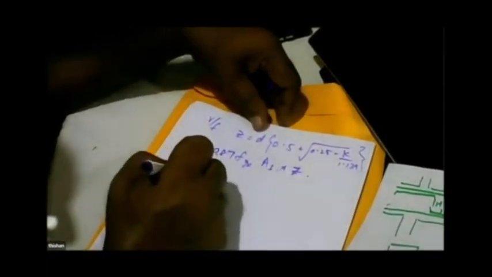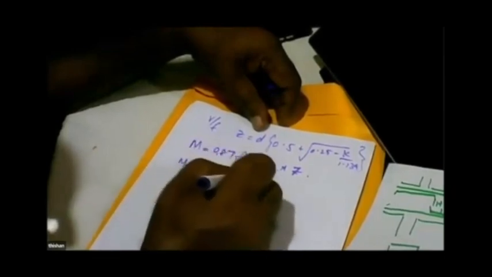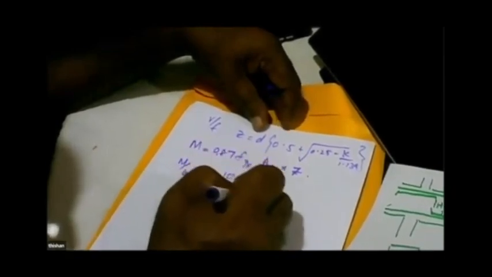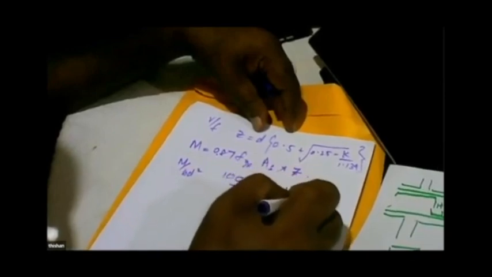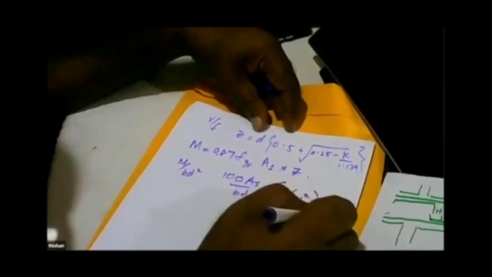But how would I do it? I find M over bd squared, and As is equal to M over bd squared divided by 4, and I find the reinforcement. Yes, I don't spend much time because I don't spend time finding As. I have enough time to optimize.